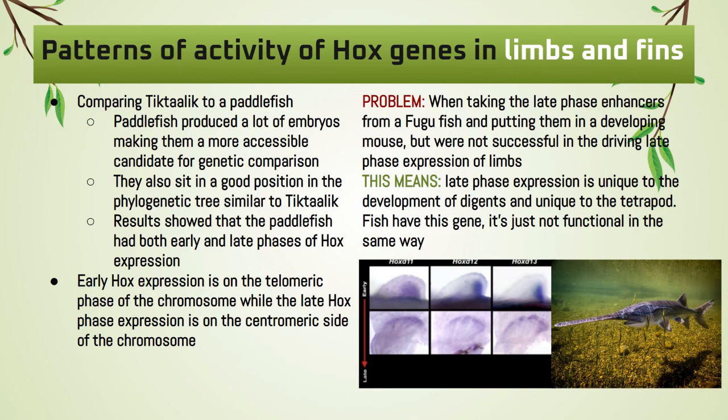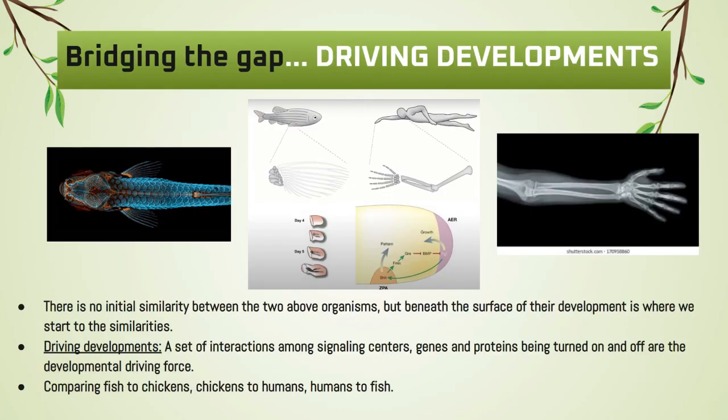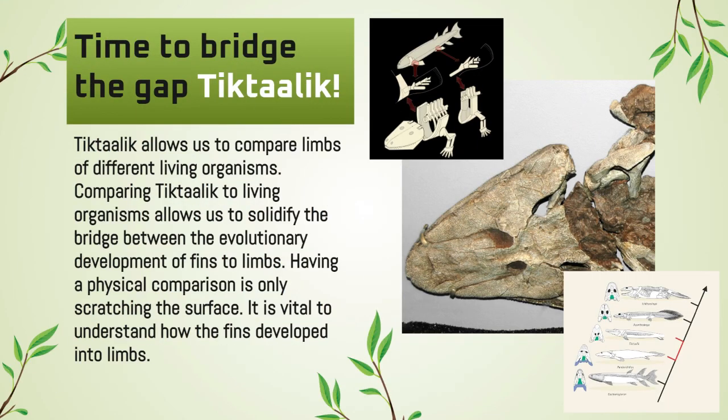Patterns of activity of Hox genes in limbs and fins. Comparing Tiktaalik to a paddlefish. The paddlefish was a good initial candidate for comparison because they produce a lot of embryos, which meant a lot of experimenting with them. And they also sat in a good position in the phylogenetic tree, similar to where Tiktaalik sat. So going back a couple slides to our phylogenetic tree, we have Tiktaalik right in the middle. Our paddlefish probably sat somewhere above Tiktaalik, putting it in a good position as a candidate for comparison.